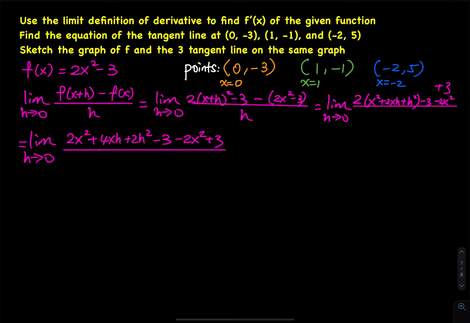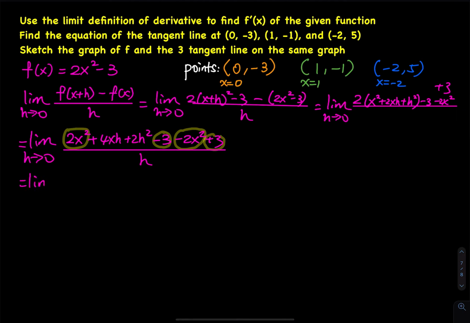So let's do some cancellation. The first cancellation I see immediately is the minus 3 and the plus 3, and then the next one is the positive 2x squared and the negative 2x squared. And so that's all we have. So now we only have 2 terms left. So here is a checkpoint. Make sure each term has an h attached to it because we are about to factor out the h.